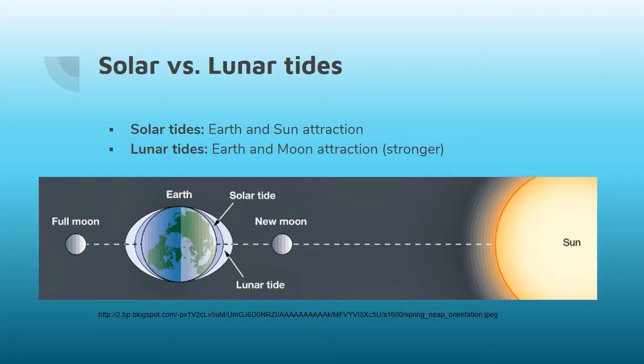So then we can talk about solar versus lunar tides, because the sun does play a part, even though it's not as large. The solar tides are Earth and Sun attraction, and lunar tides are Earth and Moon attraction, which we know from previous slides is stronger than Earth and Sun attraction. The figure below shows a diagram of the moon, Earth, and Sun in a straight line, which actually causes a spring tide, which we will learn about later on. But you can see that the bulges created from the solar tide are much smaller, about half the size of the lunar tide bulges.